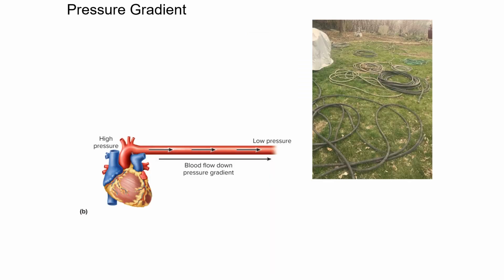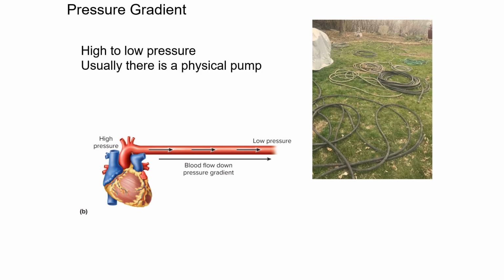There are also things known as pressure gradients. And I think you're getting the hang of this here. But water, blood, molecules, they like to flow from an area of high pressure to an area of low pressure. And usually in situations with a pressure gradient, usually, but not always, there is a physical pump. And this right here, let me draw it more accurately for you. This right here is the heart, and it is the physical pump that moves blood throughout your blood vessels.